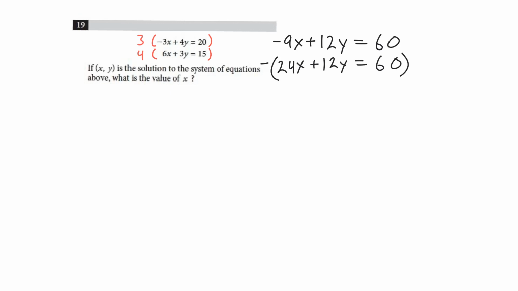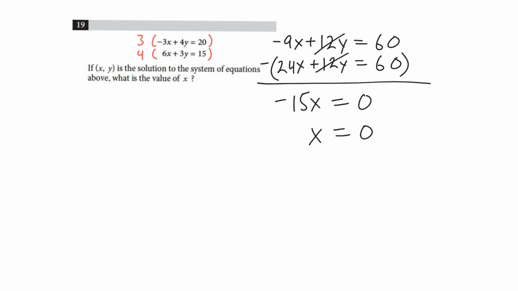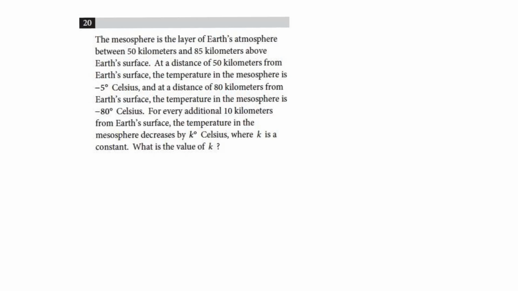Okay? Now, if we subtract the second equation, 9 minus 24, it's going to be negative, what is that? It's going to be negative 15, negative 15x. Our y terms will cancel out, and 60 minus 60 is 0. So x must equal 0. Okay, we are done.